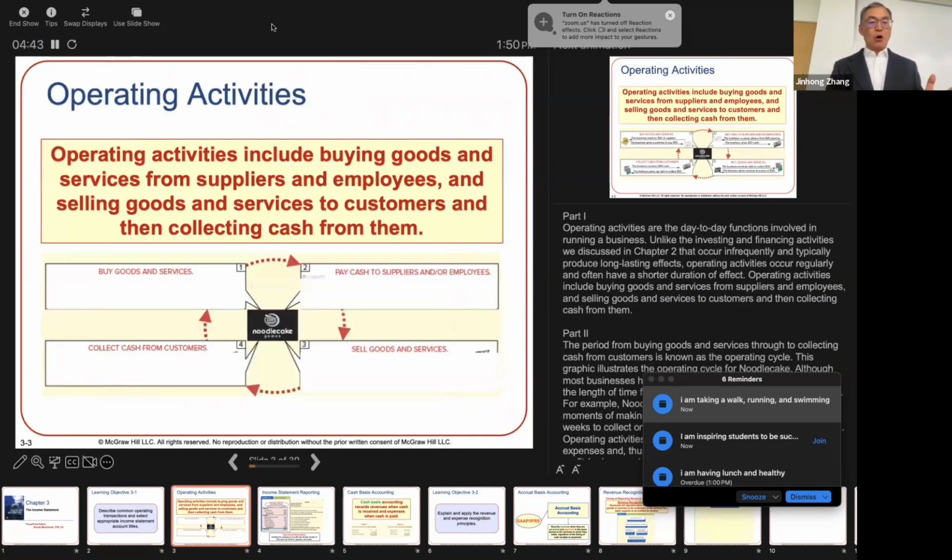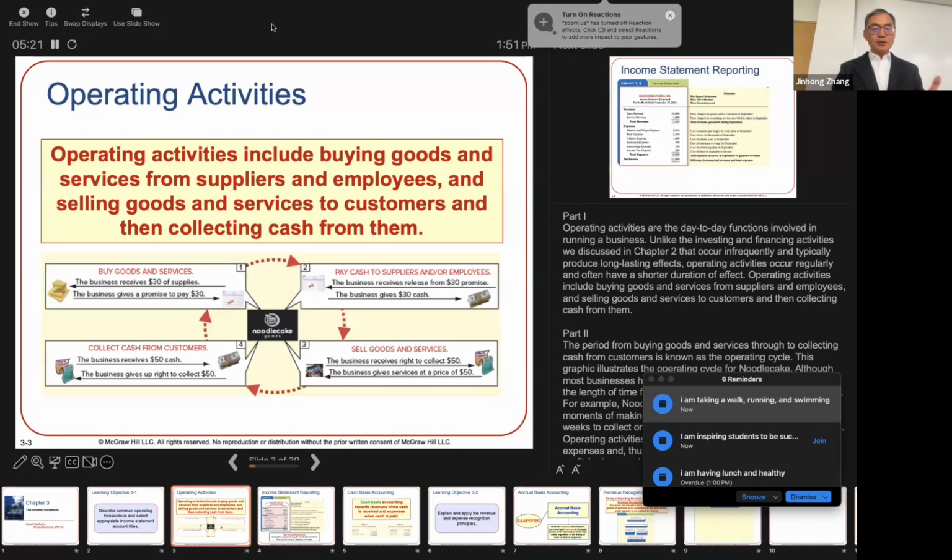Very simple. So operating activities include buying goods and services from suppliers and employees, and selling goods and services to customers, and then collecting cash from them. That's it. All business is this, just buying and selling. That's all it is. And as a business, you're at the center of managing it. So you buy goods and services, and then you pay cash to suppliers and or employees. And you sell goods and services, you collect cash from customers. So that's the 4 steps to break down.